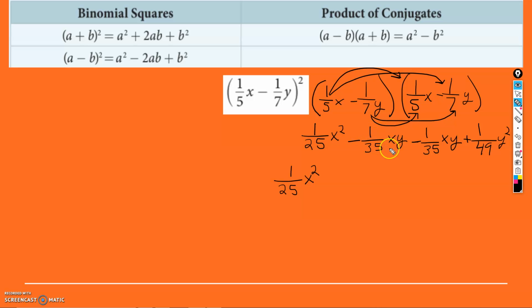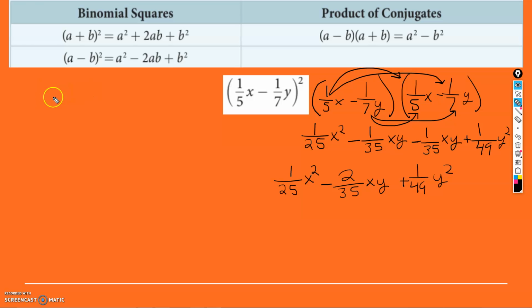Negative 1/35, so we have an xy term and an xy term, so negative 1/35 minus 1/35. So we're basically doing negative 1 minus 1, so this is going to be minus 2/35 xy plus 1/49 y squared. Remember, same denominator, so all we're doing is subtracting the numerators. Negative 1 minus 1 is negative 2, and the denominators stay the same. We're just subtracting fractions here. Okay, so we get that if we run it through the distribution.